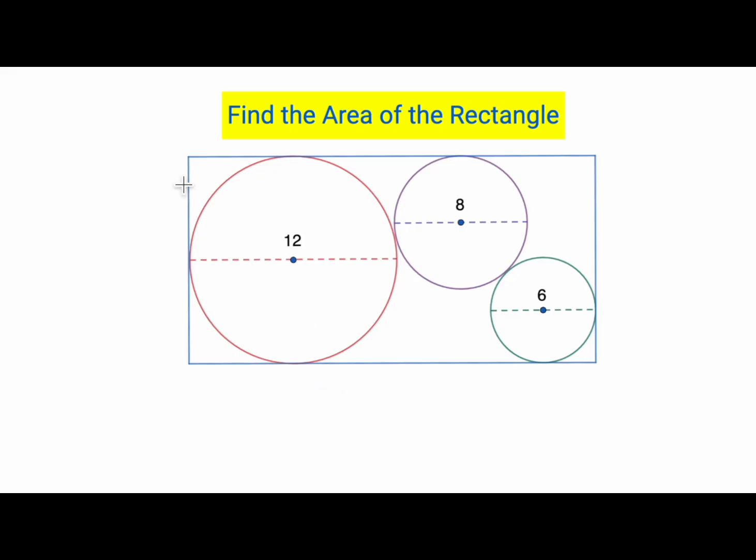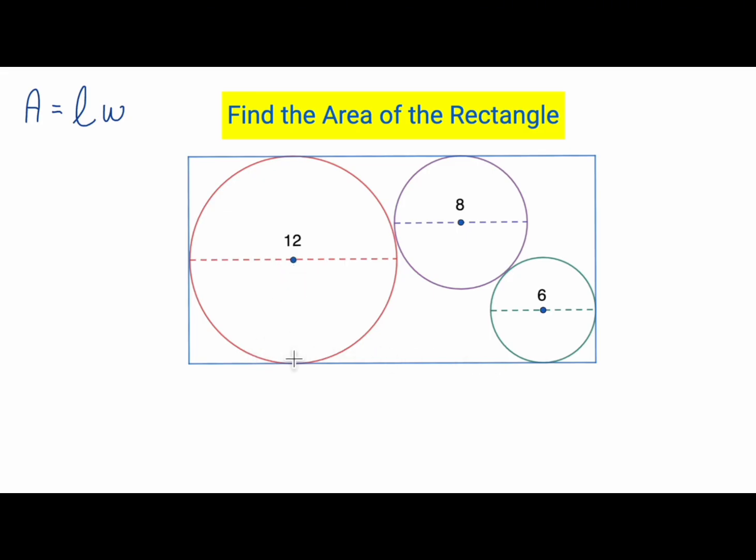Okay, here we go. All right, we know the area formula for a rectangle is going to be length times width. We know the diameter of this circle is 12, so the width of the rectangle is going to be 12, so that's already given. All right, so now let's take a look at trying to find the length of the rectangle.